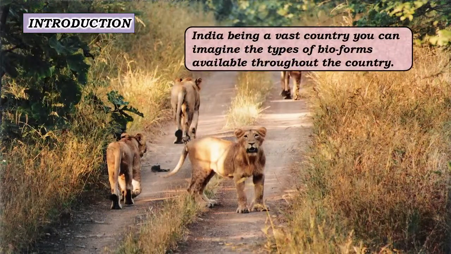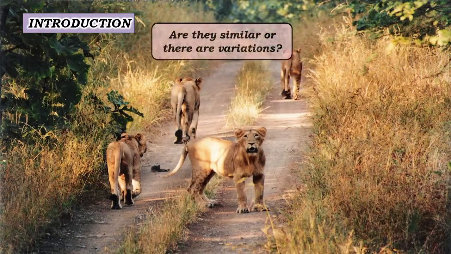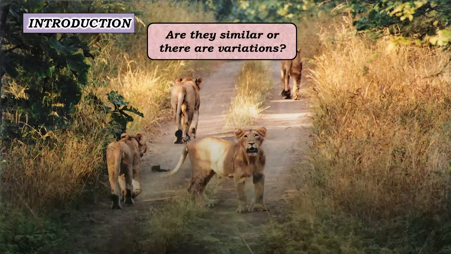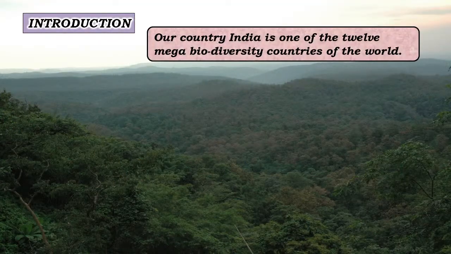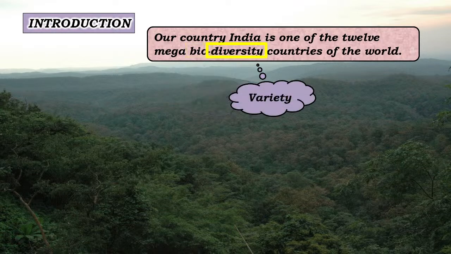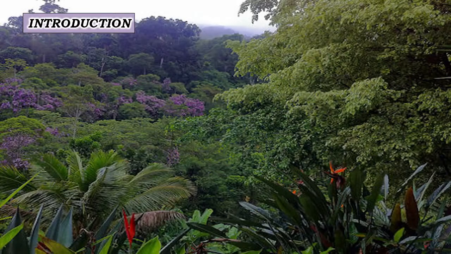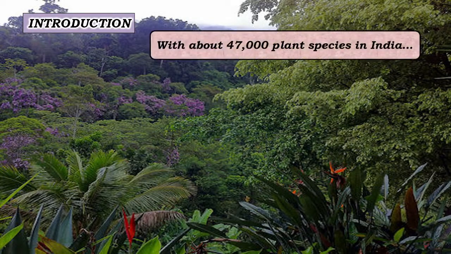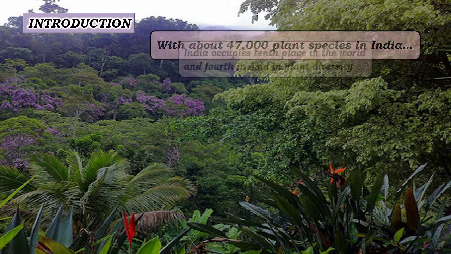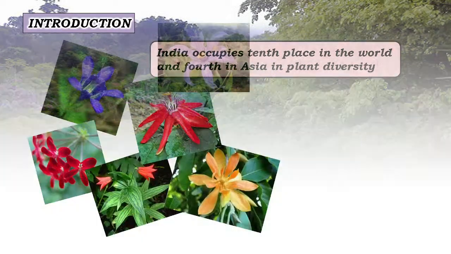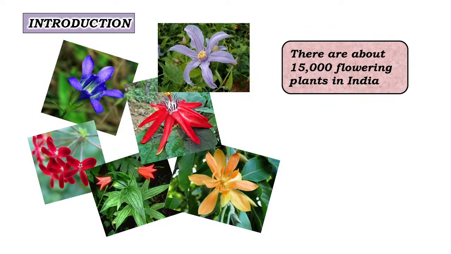So look at this now. This is Gir forest, Asiatic lion. So we have variations. We have not 12, this is wrong data. We have more. Bio means living, diversity means variety, biodiversity means different varieties of plants and animals. We have 47,000 species of plants. 15,000 flowering plants we have.